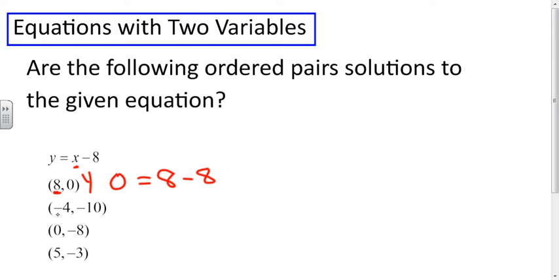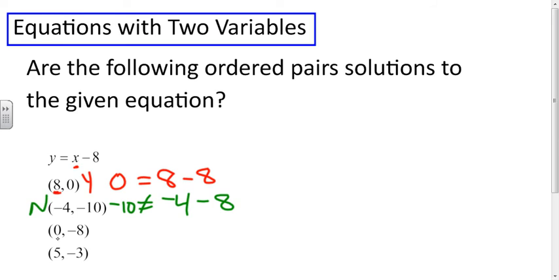Now is my x coordinate negative 4, that's my x coordinate, minus 8. I want to substitute my y coordinate for y, so I've got negative 10 here. So is negative 4 minus 8 equal to negative 10? No, it's not, because negative 4 minus 8 is negative 12, so this would be no.